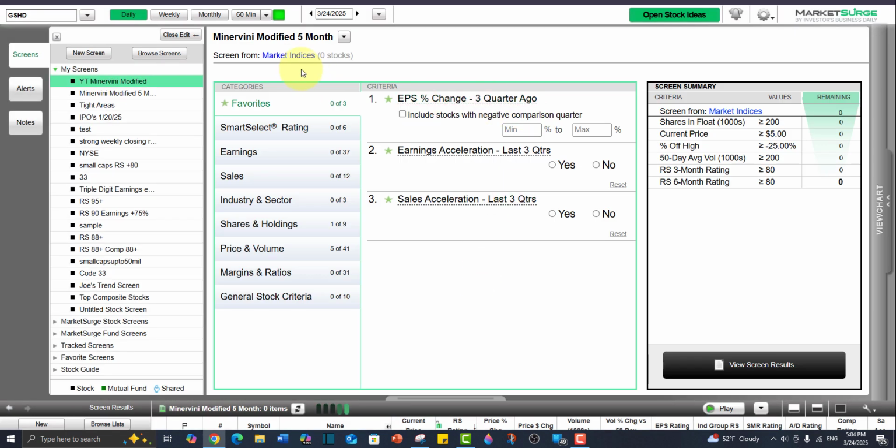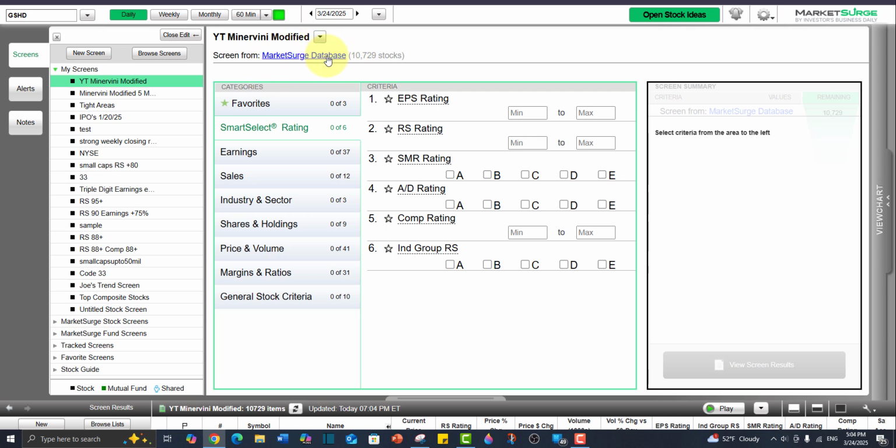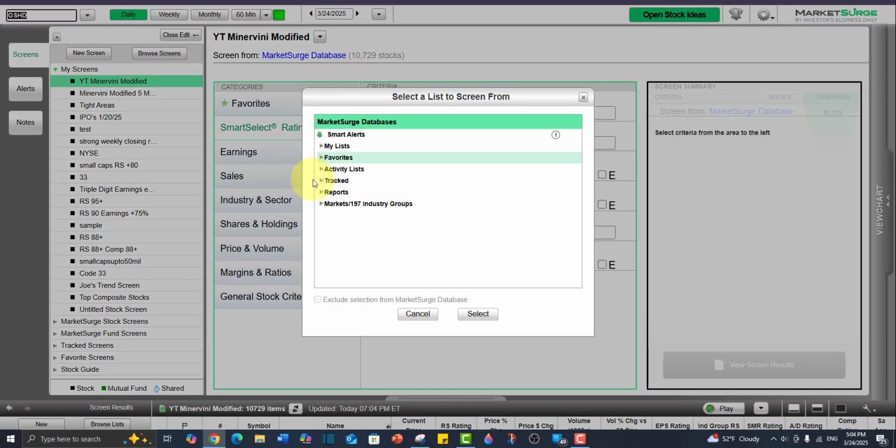Now the default database that MarketSurge screens from is the total of all the stocks in the market that they follow, 10,729. But you can actually screen from a different database. You can screen from different industries, different indexes, different pre-made stock screens on MarketSurge, including the Minervini screens. So let me back out of this again.